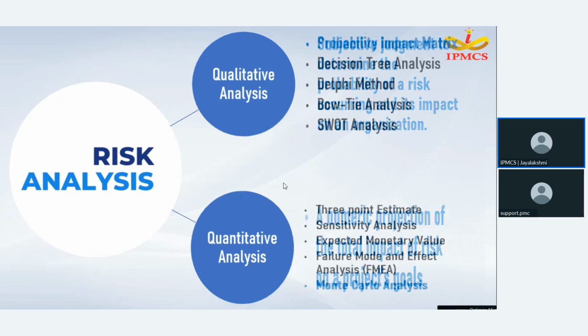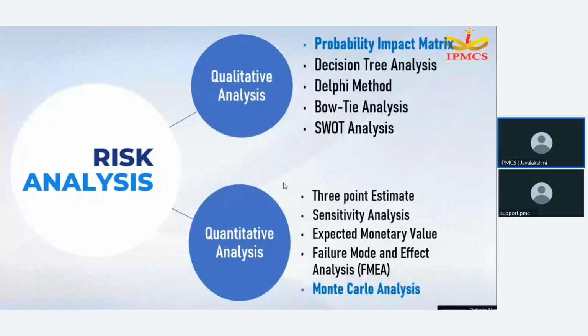Methods that use qualitative and quantitative analysis. The qualitative analysis methods are probability impact matrix, decision tree analysis, Delphi method, bow-tie analysis, SWOT analysis, etc. There are more methods. Then quantitative analysis methods like three-point estimate, sensitivity analysis, expected monetary value, failure mode and effects analysis, Monte Carlo analysis, etc. Today we will be focusing on probability impact matrix and Monte Carlo analysis.